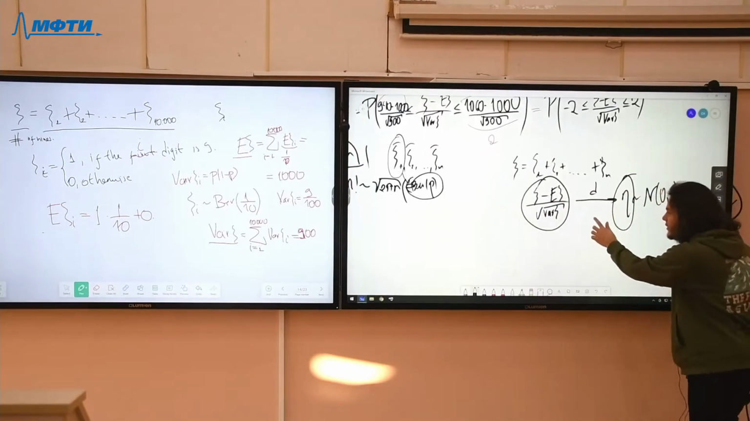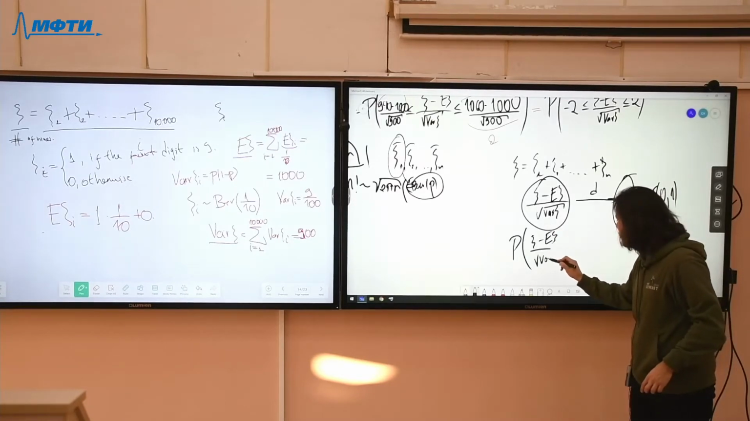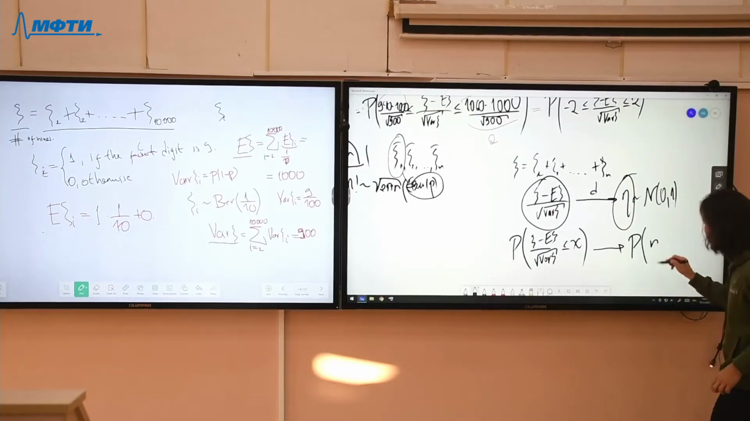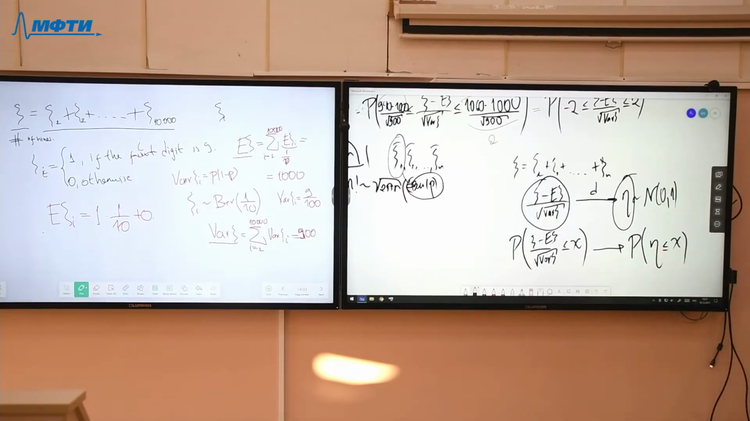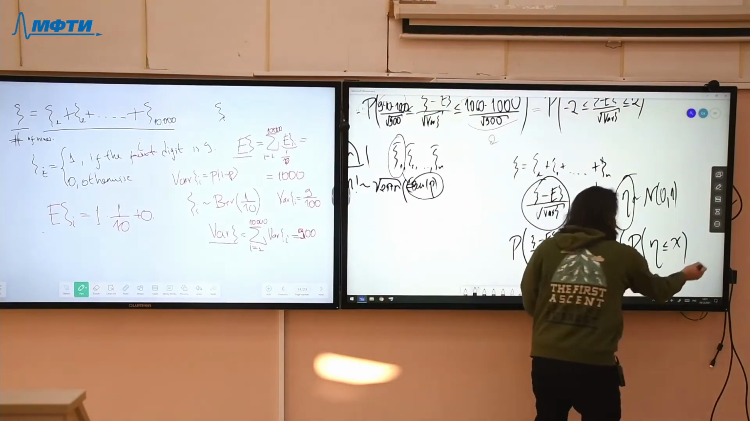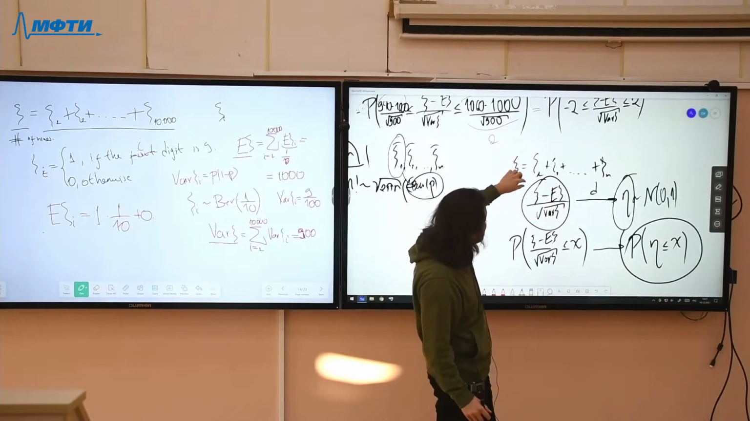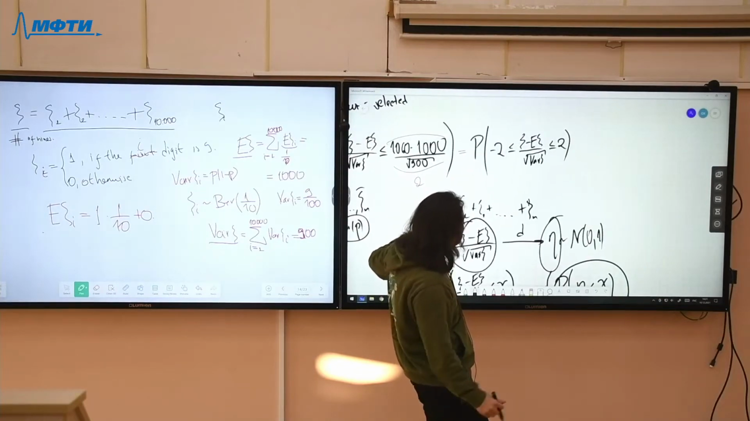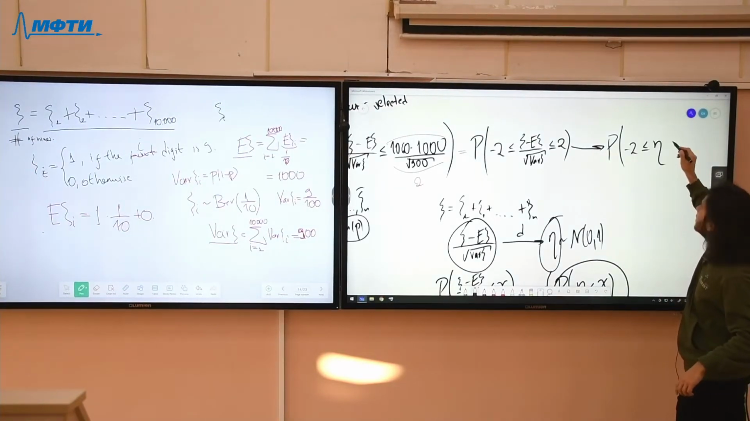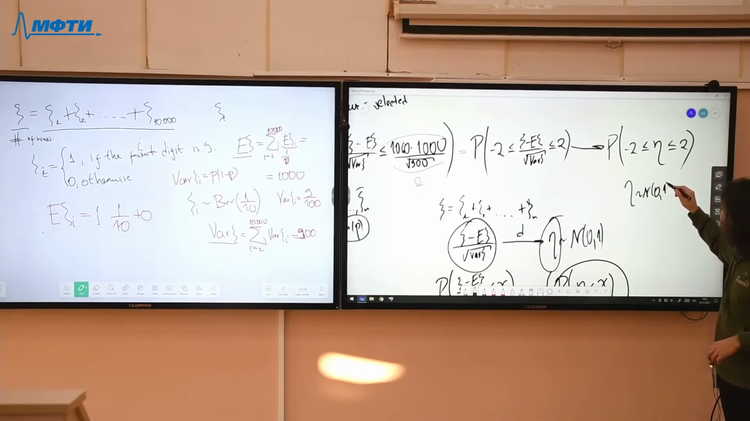So the probability that this is less or equal than x converges to the probability that eta is less or equal than x. So if we need to find this, we can find it for eta, and we can use it here. What do we need to find over here? This converges to the probability that minus 2 is less or equal than eta, less or equal than 2, where eta has a standard normal distribution.